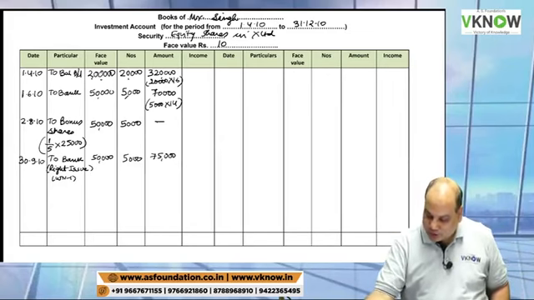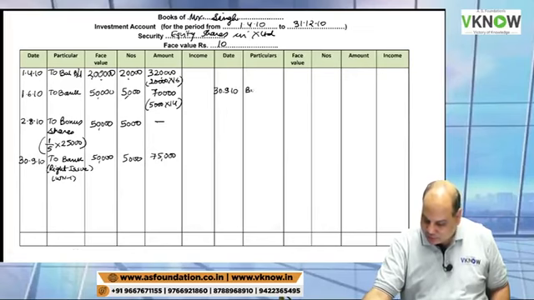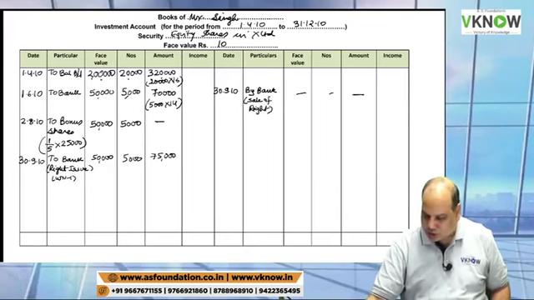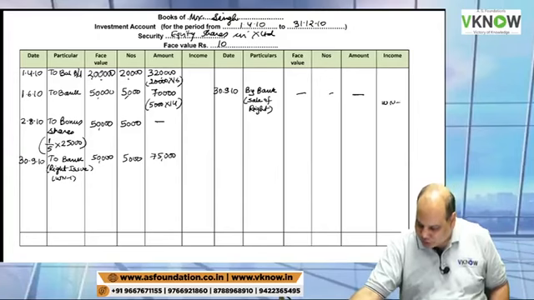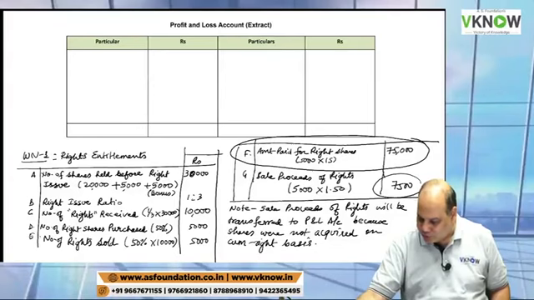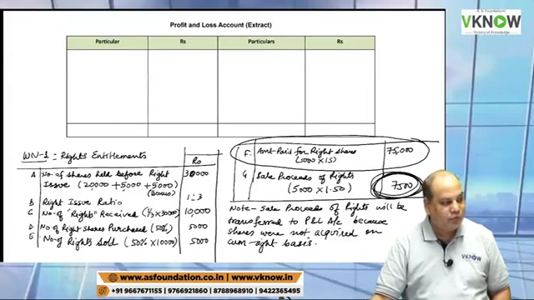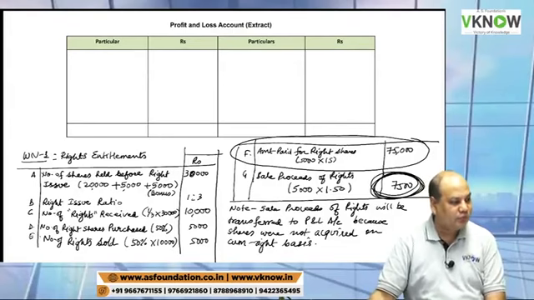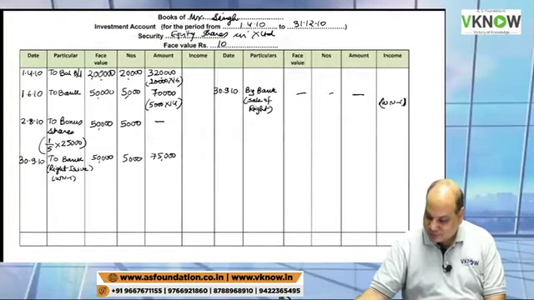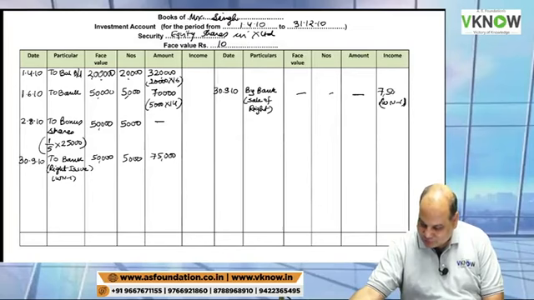So come to the credit side now. On the credit side, write down 30th September 10, by bank, sale of right. Sale of right will go to the income column, and that is also working note 1, right hand side below. So you'll get 7,500.